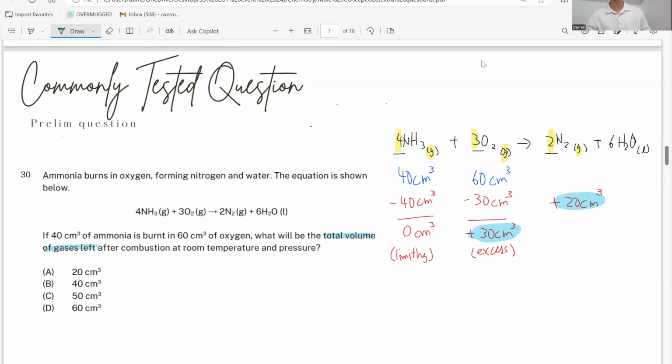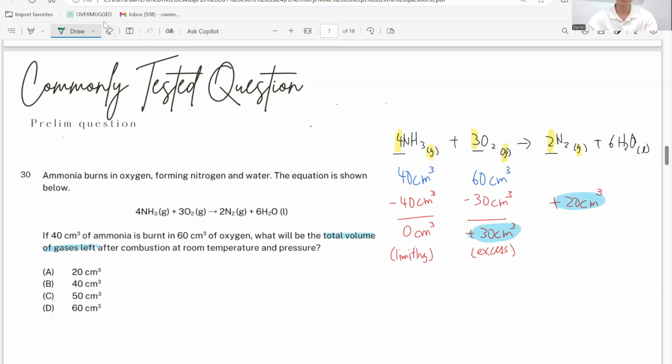Second one, I'll say what you want to look out for in the question. If you see the words gas left or volume of gas remaining, that is signaling towards the fact that this question has excess and limiting. So when we combine these two concepts together, how would it be tested? So what I've done over here is I've copied out the exact equation so that I can see it more clearly. Can you all see that the mole ratio here is 4, 3, 2? Okay, so the ratio is 4, 3, 2.